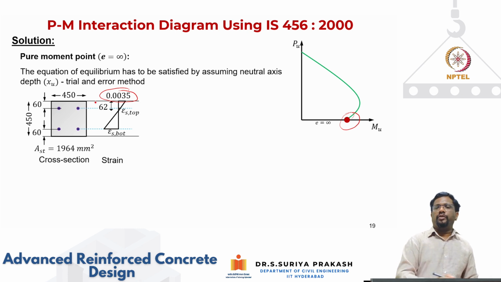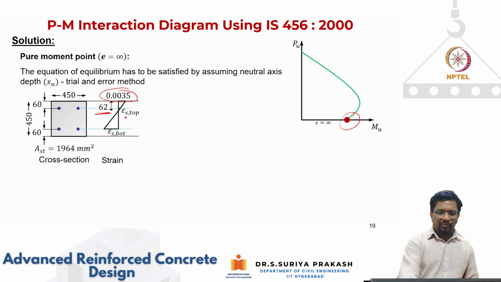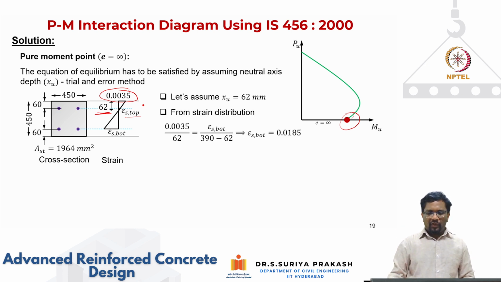So quickly you can find your neutral axis depth, as we have discussed in the first parts of the module. I did the iteration and found xu is equal to 62 millimeter, and you will find that the compression steel at the top is going to be at a very small strain, and it's not really going to do much. From the strain distribution, the strain at the bottom is 0.0185. So you can see that again, column sections under pure bending are heavily under-reinforced. That means the strain on the tension side is much larger than your yield strain. That is what it is proving here.